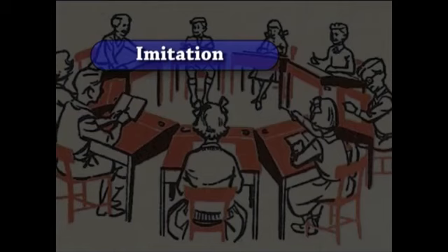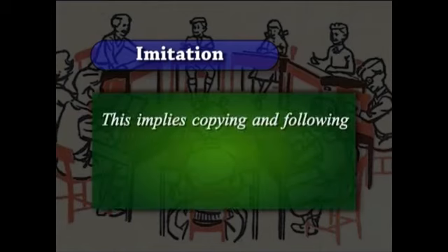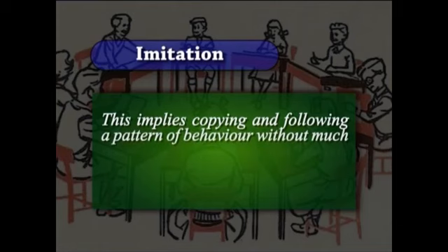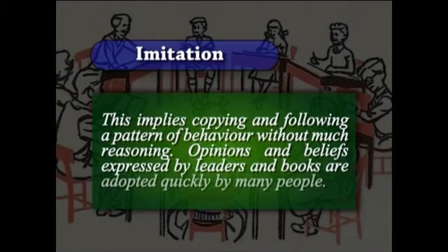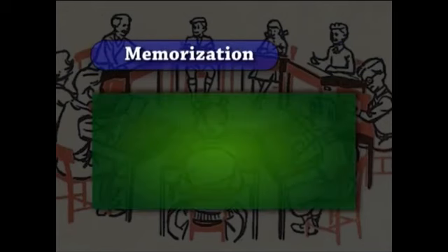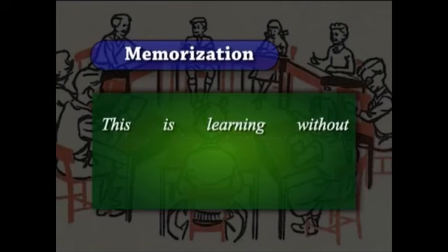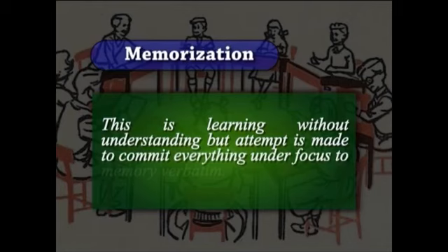Number 6, imitation. This implies copying and following a pattern of behavior without much reasoning. Opinions and beliefs expressed by leaders and books are adopted quickly by many people. Number 7, memorization. This is learning without understanding, but an attempt is made to commit everything under focus to memory verbatim.